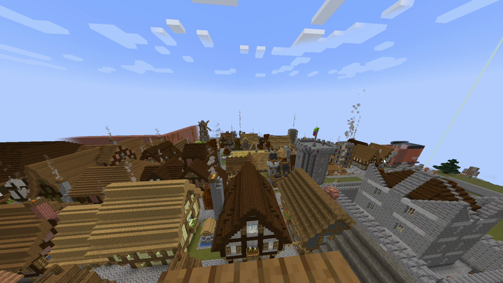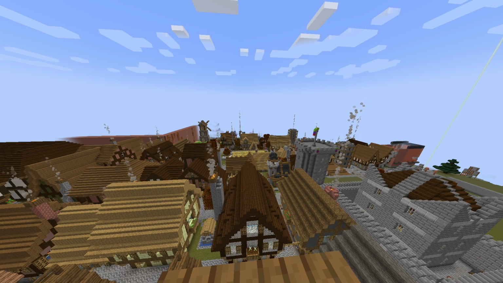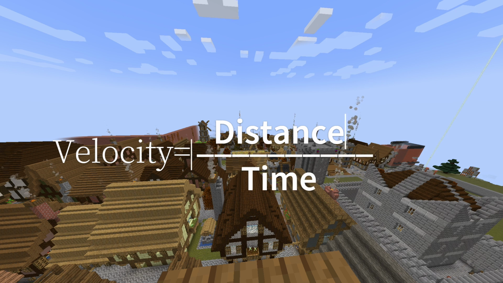Today, we're diving into an interesting topic, calculating the velocity of an arrow in Minecraft. First, let's define velocity. Velocity is the rate at which an object changes its position. In simpler terms, it is how fast something is moving in a specific direction. The formula to calculate velocity is velocity equals distance over time. This is what we'll be using today.